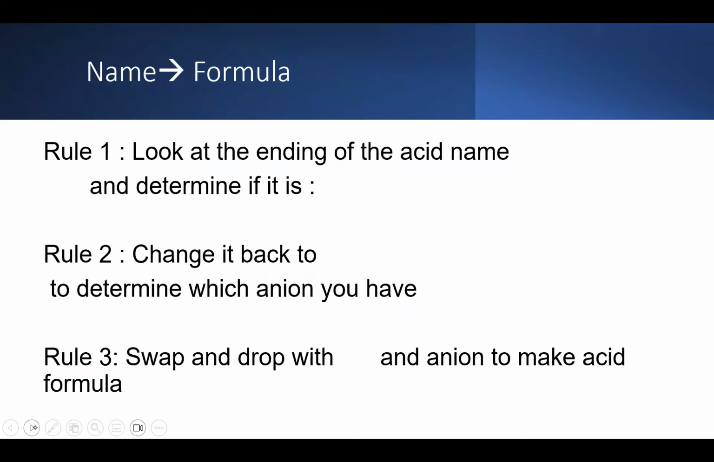So officially, we're going to take some notes on the rules here. We have name to formula to start. If you're looking at the name, the endings have already been changed, so you need to revert them back to figure out what the ion is. If you see an acid name that ends in "ic" and also has hydro to start, that means the original ending of that ion was "ide." If it ends in "ous" for the acid name, then the original ending of the ion was "ite." And if it ends in just regular "ic" without a hydro, then the original ending was "ate."